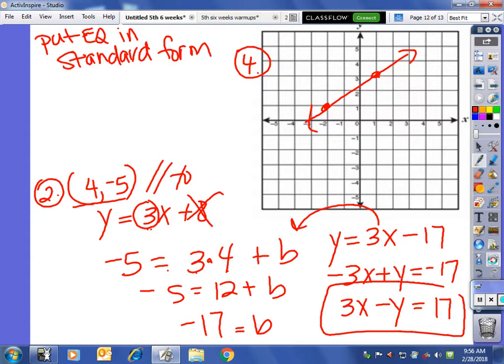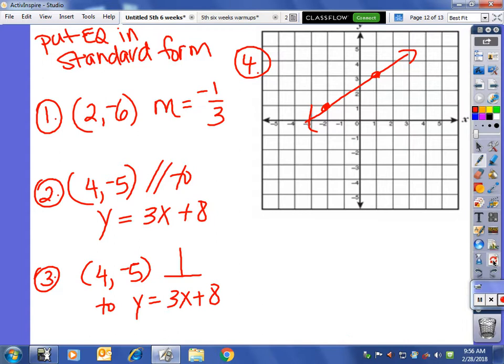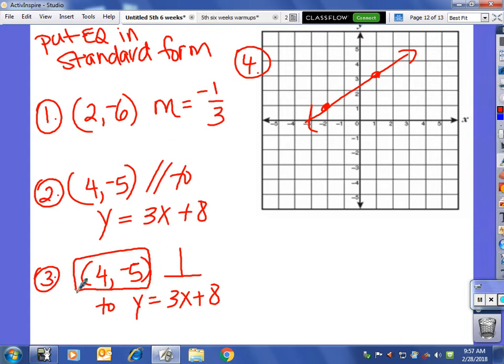Number 3 to me was probably the trickiest because you had to remember about perpendicular lines. Again, I'm giving you a point and I'm telling you in a really tricky way what slope to use. If this slope is 3 and I want to be perpendicular, then what slope do I have to use? Negative 1/3. Remember, you've got to flip it and change the sign. So now I have my point and my slope. If you didn't do this one because you didn't know how to find a perpendicular slope, do it while I'm doing it.